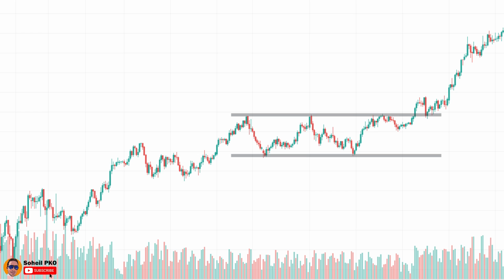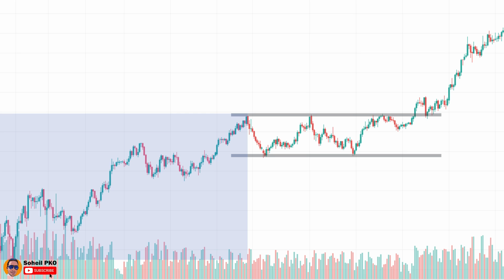Actually, the pattern is complete when a breakout happens, so we wait for the breakout, and it can happen either up or down, but statistically, there is more probability to have the breakout in the direction of the prior trend. As I said, the pattern is complete when the breakout happens, and we don't determine the direction of the breakout beforehand. So for this pattern, the first thing that must exist is a trend, a prior trend.